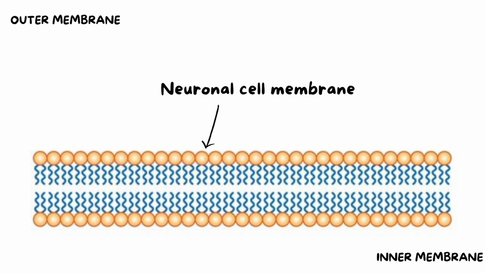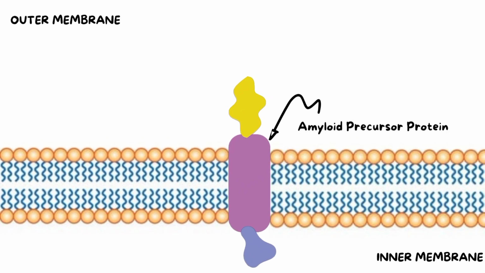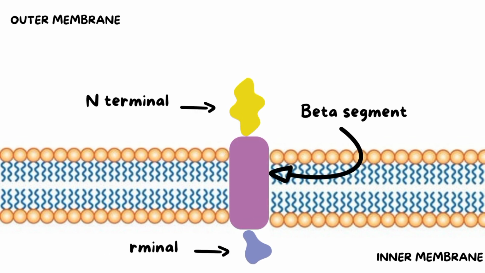In the cell membrane of neurons, there is an amyloid precursor protein. It has three segments: N-terminal end, beta segment, C-terminal end.